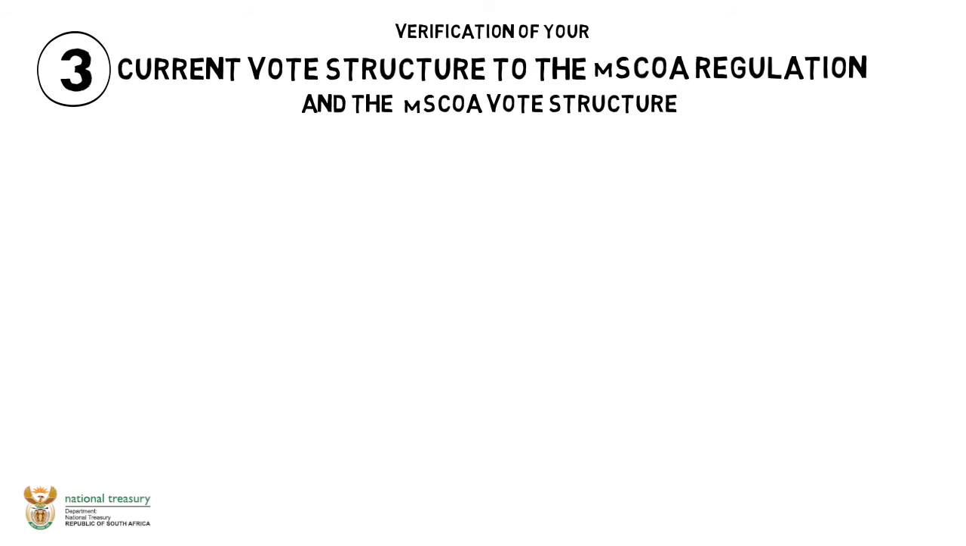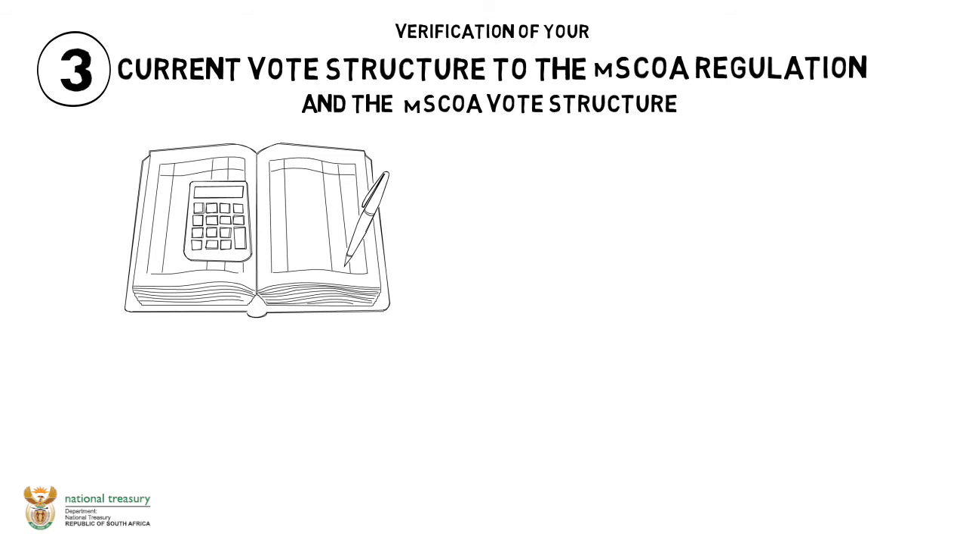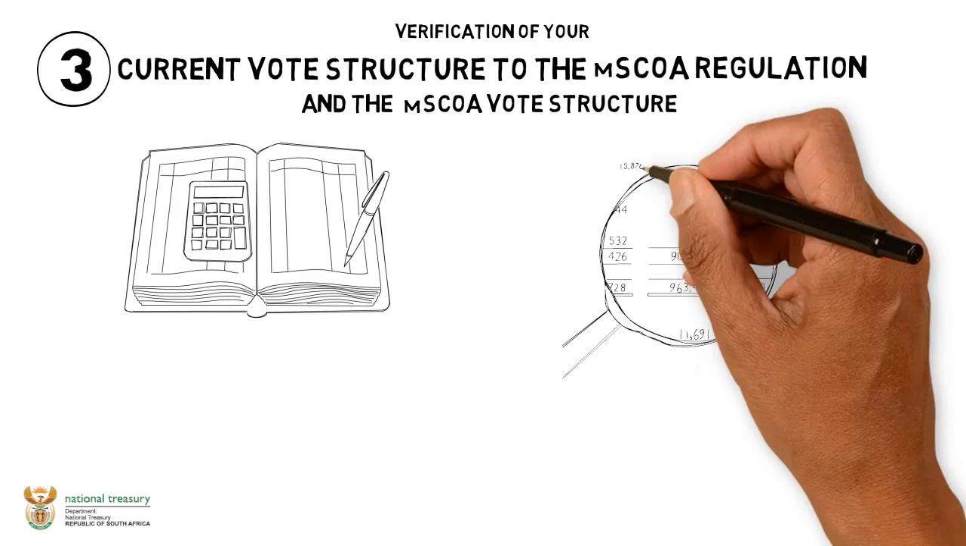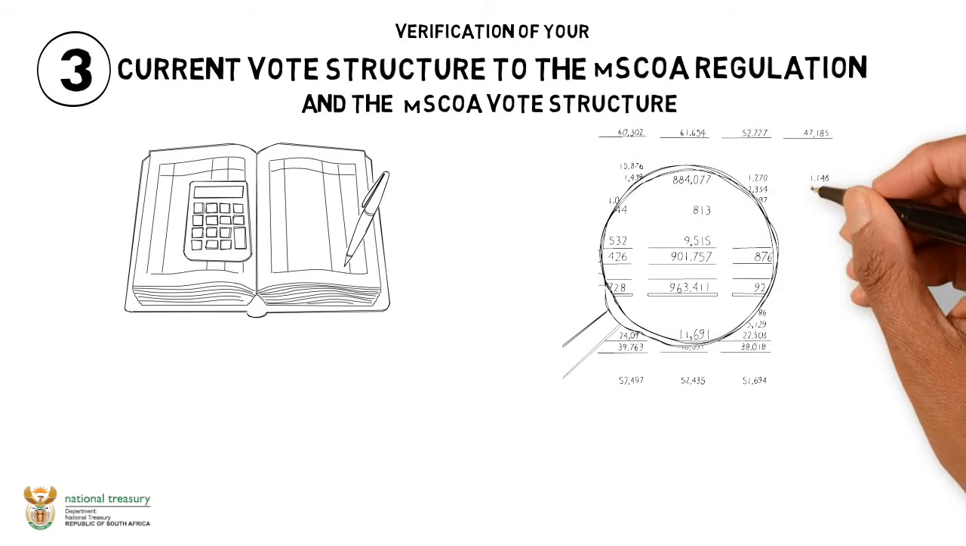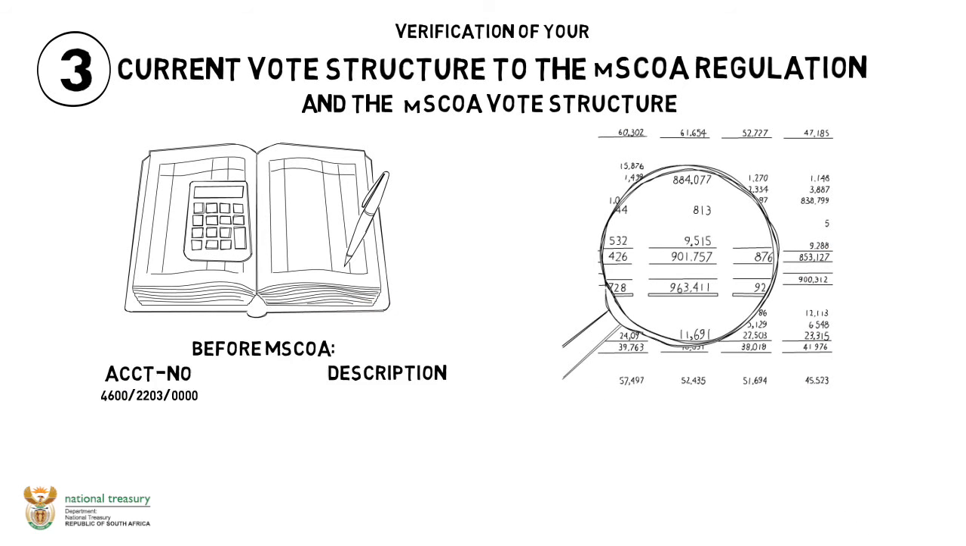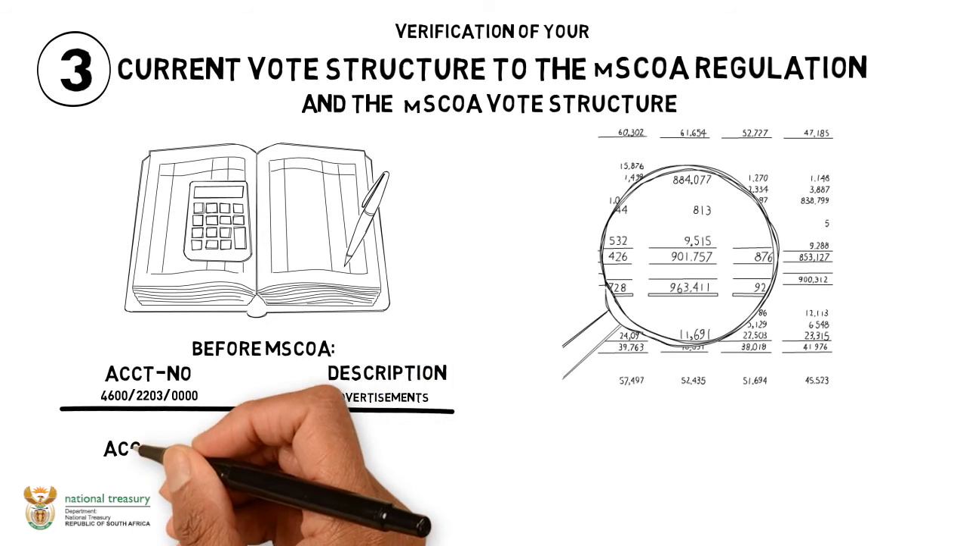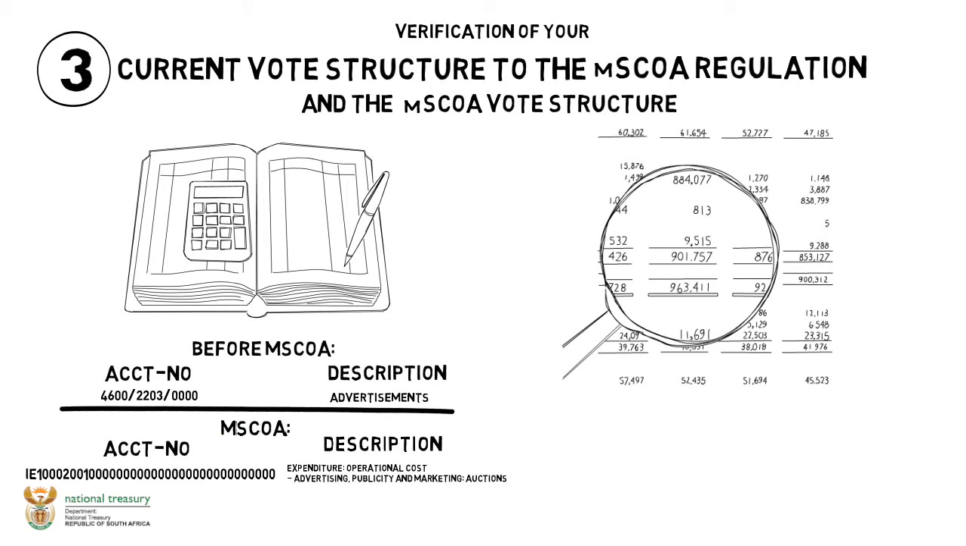Workstream 3. Verification of your current vote structure to the mSCOA regulation and the mSCOA vote structure. Workstream 3 is a physical verification of your current transactions with those provided for in the latest released version of the mSCOA templates. Note that legacy line items might need to be broken down into multiple items, as clearly seen in the example of travel and subsistence.